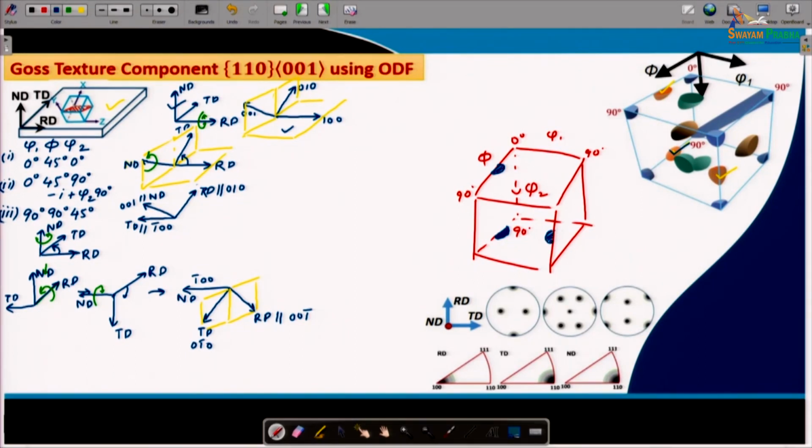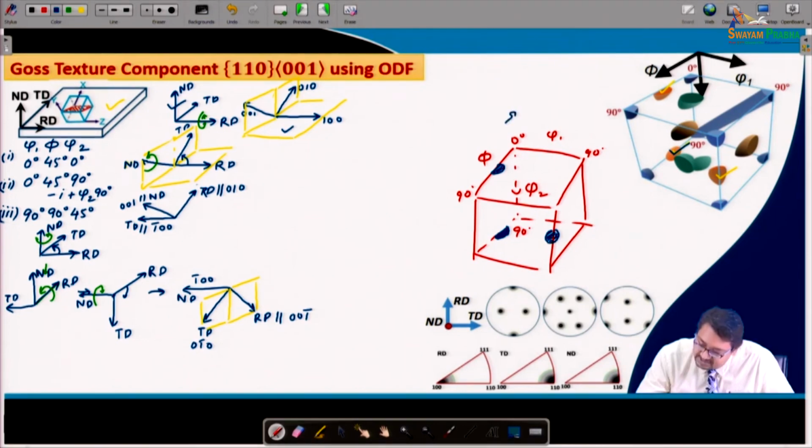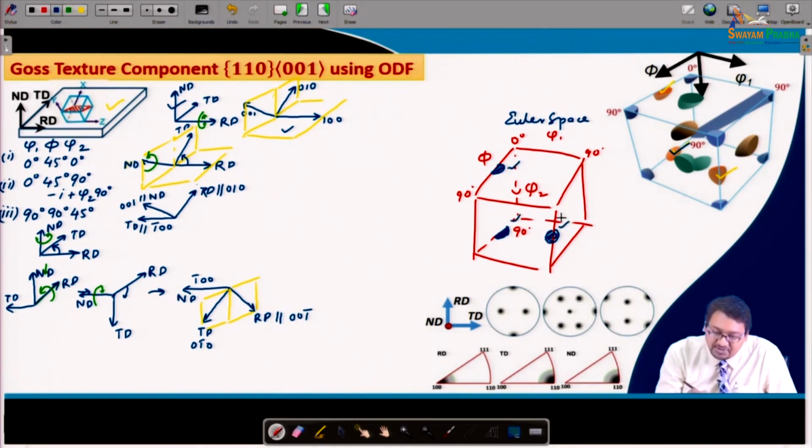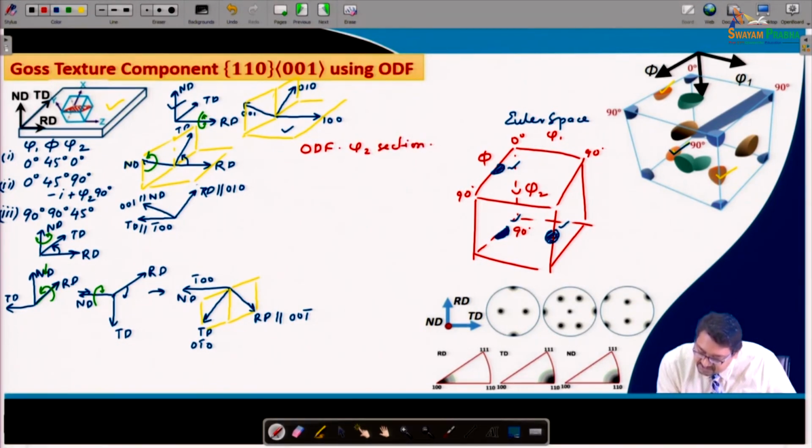So, these are the positions where the Gauss texture components basically develop. Now, you can see that the Gauss texture component, which is the 110 001 texture component, can be observed in the Euler space like this, right, in these positions. So, instead of showing them in the Euler space, what we would like to do is show that in terms of ODF at phi 2 sections, right, like the other ones.